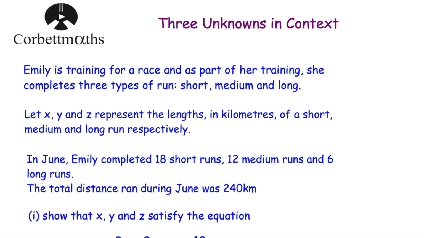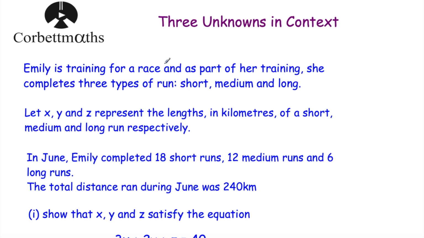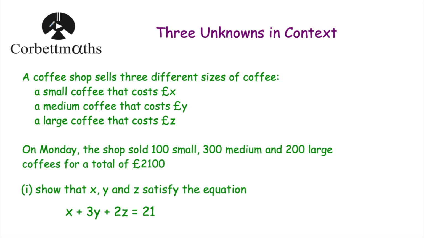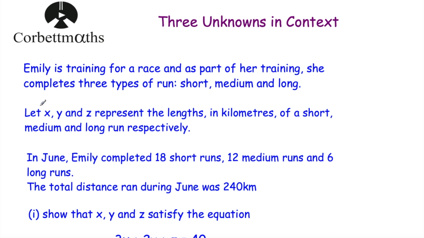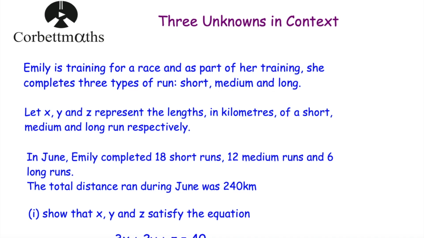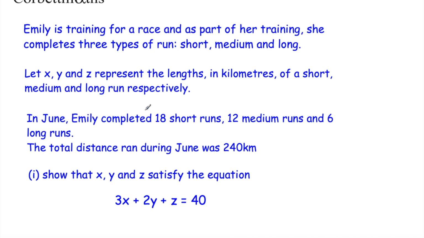Our next question is about Emily, who's training for a race, and as part of her training, she completes 3 types of run: short runs, medium runs, and long runs. We've been asked to let x, y, and z represent the lengths in kilometers of the short, medium, and long runs. So a short run is x kilometers, a medium run is y kilometers, and a long run is z kilometers. We're told in June, Emily completes 16 short runs, 12 medium runs, and 6 long runs, and the total distance that she ran in June was 240 kilometers.